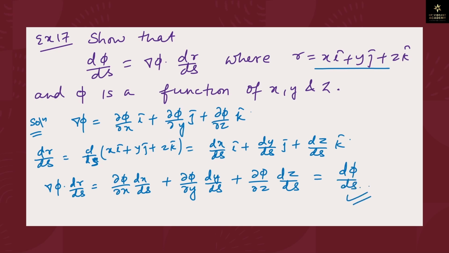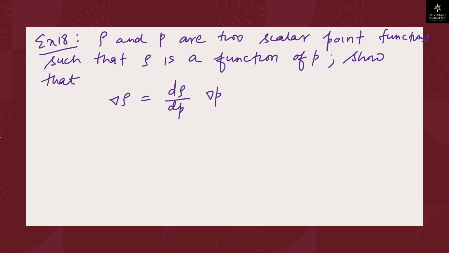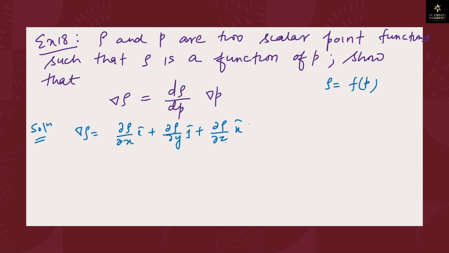Let us discuss question number 18. How can we solve this? So del of rho is equal to del rho upon del x i cap plus del rho upon del y j cap plus del rho upon del z k cap. And rho is a function of p.